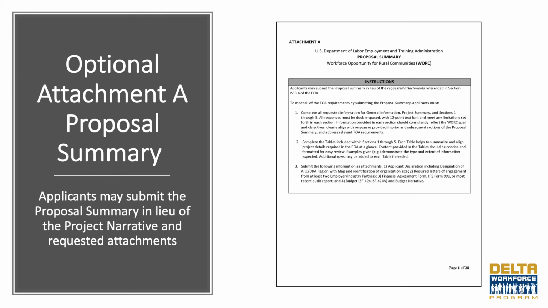Applicants may submit the optional attachment A proposal summary in lieu of the project narrative. The budget and associated budget narrative will be included as an attachment to the optional attachment A. A fillable proposal summary document can be found on grants.gov under the Related Documents tab. Instructions for completing the proposal summary are incorporated in the document. We strongly encourage each applicant to consider submitting the proposal summary in lieu of the project narrative and requested attachments.